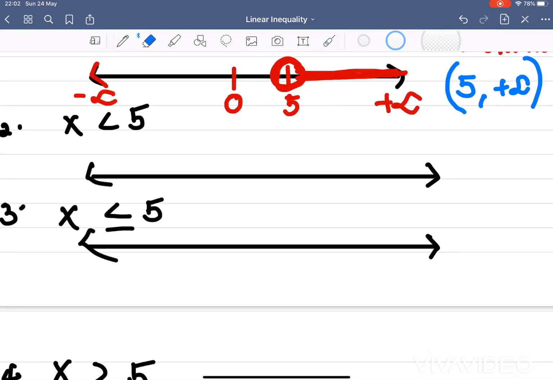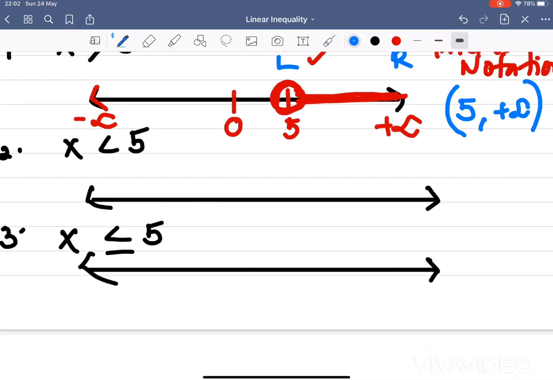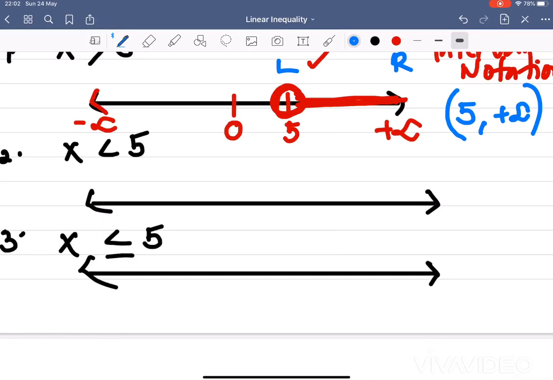Example number 2. x is less than 5. Again, if this is 0 and this is 5, x is less than 5, meaning 5 is not included. So we are going to draw an open circle, which tells us that 5 is not included. And since it's less than 5, this time we will shade going to the left of 5. So this is the left, this is the right.